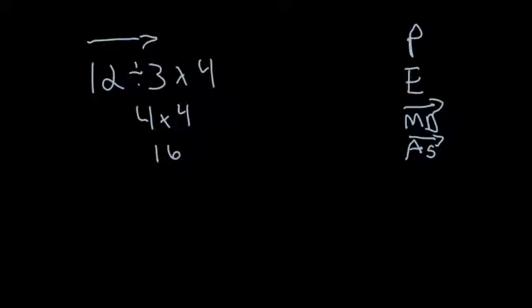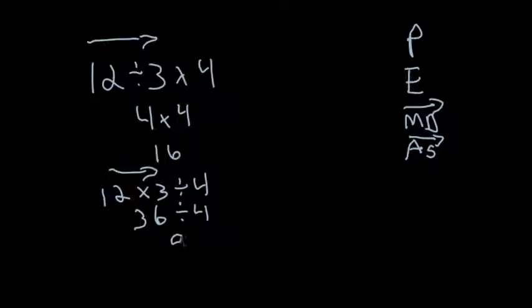So let's reverse those operations. Let's say we had 12 times 3 divided by 4. So I just reversed the operations. So here we have multiplication first when we look left to right. So we're going to do 12 times 3 first, which is 36. And then we're going to do 36 divided by 4 is 9. So when you're doing order of operations, make sure you're working left to right.